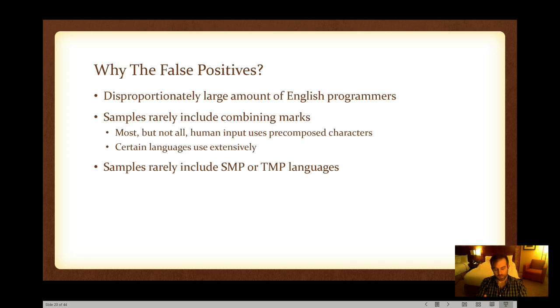And part of the issue as well is that a lot of the samples used to test algorithm implementations rarely include anything from the supplementary or tertiary multilingual plane, collectively called the astral plane.